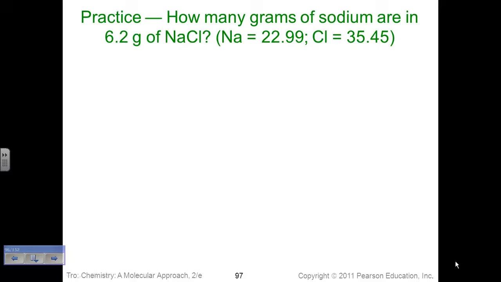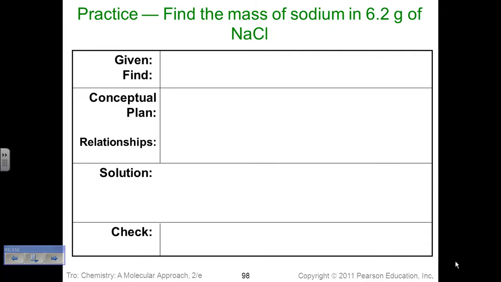Here's a practice. How many grams of sodium are in 6.2 grams of sodium chloride? This one's a little easier. I think we don't need any of those conversions. Part over 100 parts. So if we are looking at 6.2 grams of sodium chloride and we want to know how much sodium we have, we're going to use the percent by mass as a conversion. The given amount is the 6.2 grams of sodium chloride.